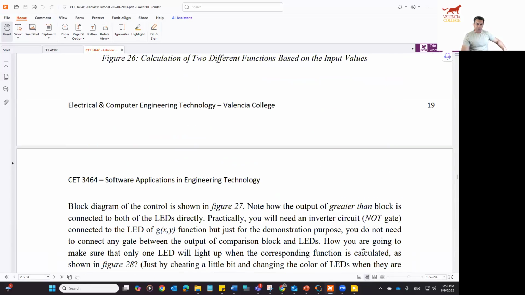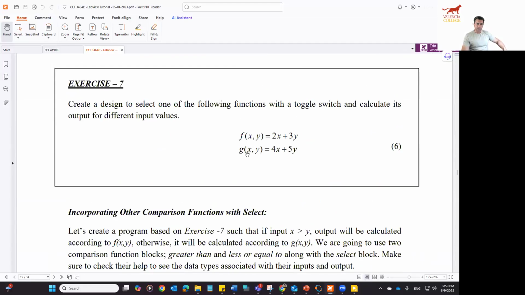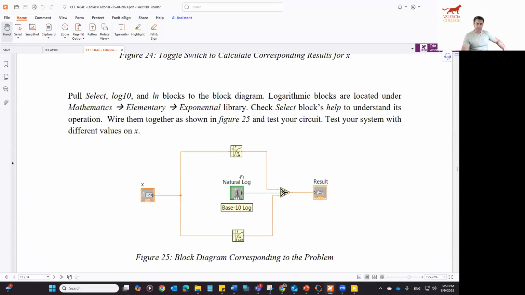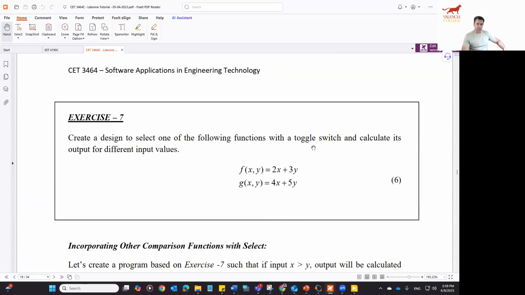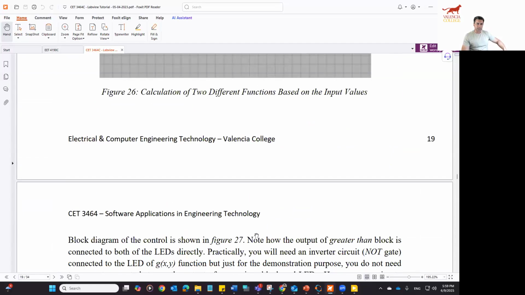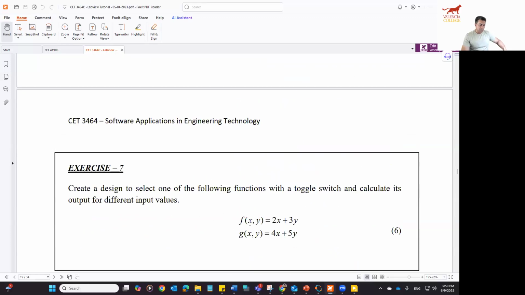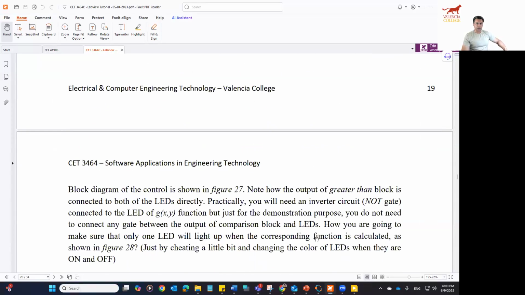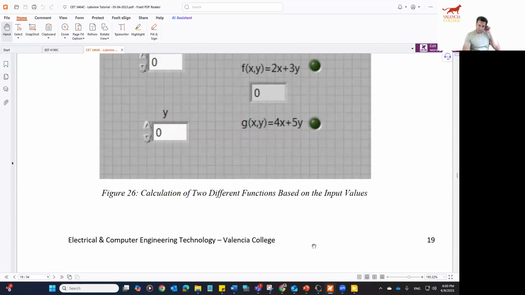So this is another exercise, but be very careful that exercise 7 is not based on this exercise. Exercise 7 is based on the previous exercise, where you're using a switch to select one of the entities. Many students just copy this block diagram and submit it as exercise 7. Remember, there's no requirement in this exercise that x has to be greater than y. The requirement is just that you are manually selecting one of the functions with the toggle switch. So do not just copy the block diagram and submit it as exercise 7.